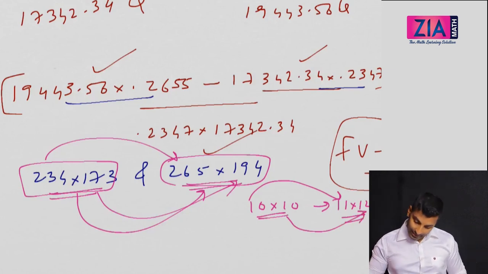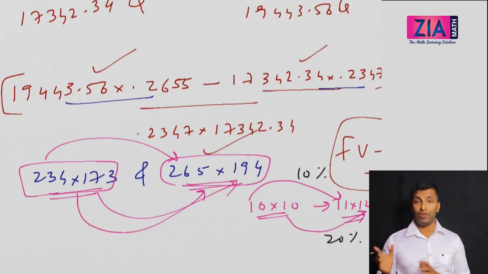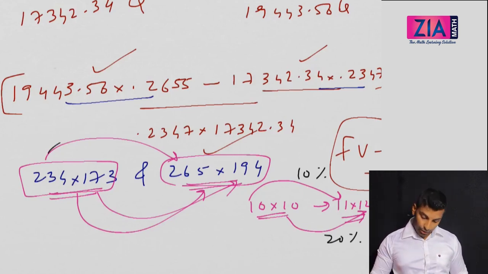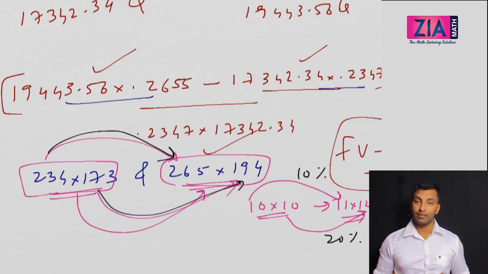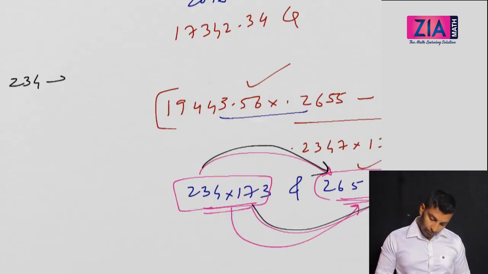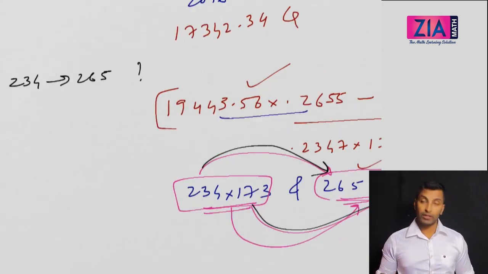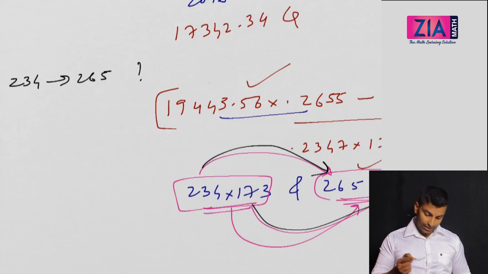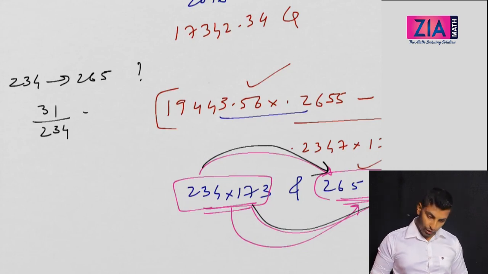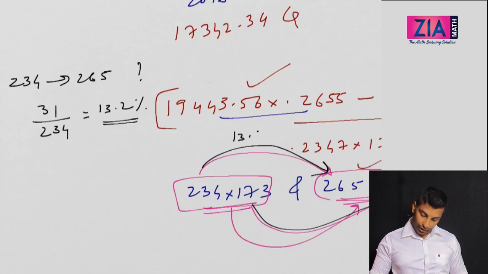But here, in this case, we know this change is 10% and this change is 20%, and we know how to find it faster. Here we need to know what this percentage and this percentage are. Then it is easy, right? So 234 to 265, what percentage is what you need to find first. What is the difference? 31 is the difference on the basis of 234. The base is 234. So what you can get is approximately 13.2 percentage. So here the change is 13.2 percentage.